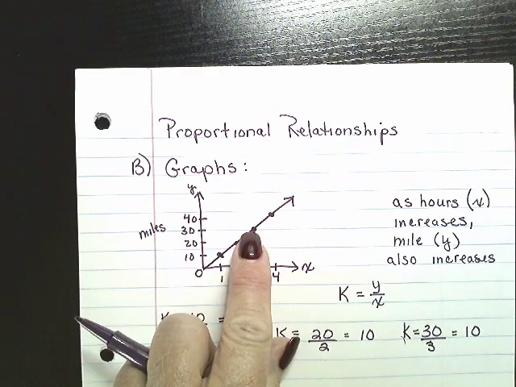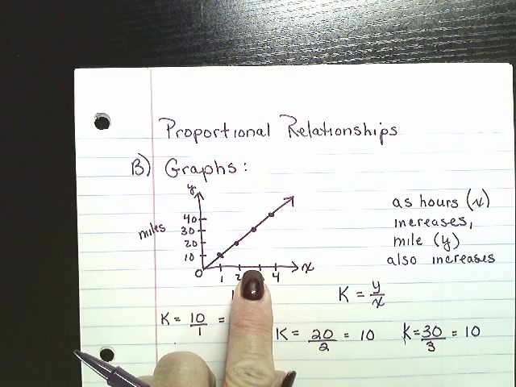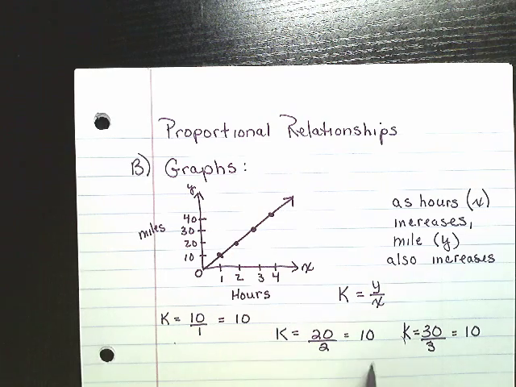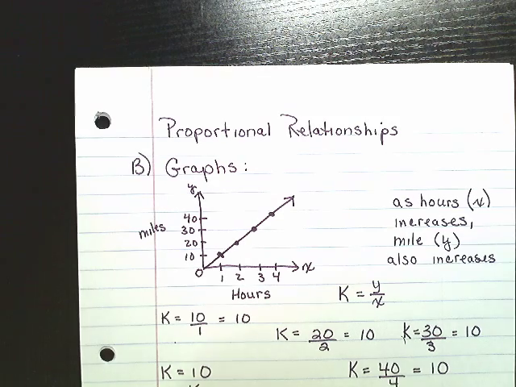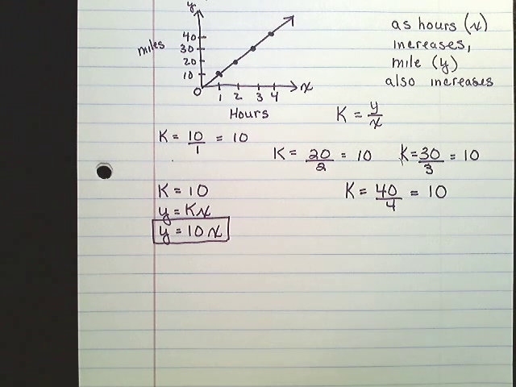30 is my y. Come over to the point and down. There's my 3. The last one we have here is k equals 40 over 4, which is equal to 10. Therefore, k equals 10, y equals kx, substitute, y equals 10x. So my equation for that graph would be y equals 10x.